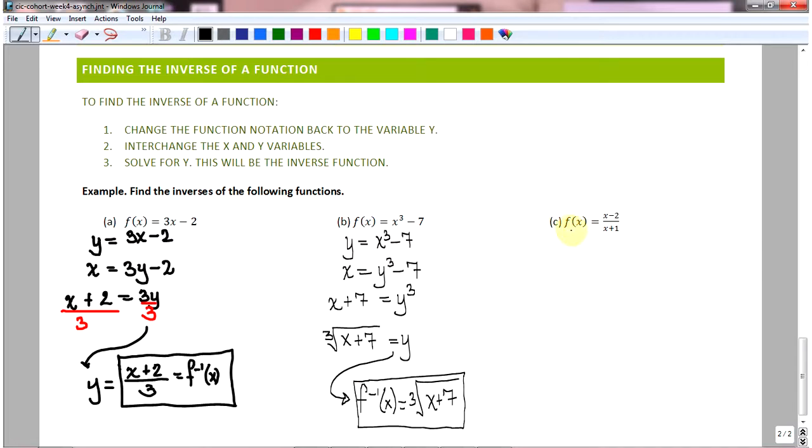Okay, going on to our last one. Okay, we start by putting the y in place of f of x. And now I need to interchange my x and my y variables. So x equals y minus 2 over y plus 1. So now I need to solve for y. So I'm going to multiply both sides by my least common denominator, which is my only denominator, y plus 1.